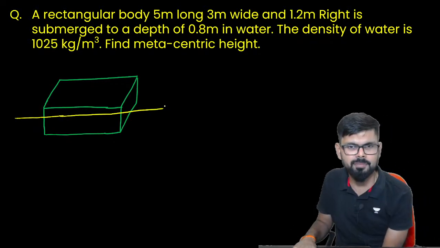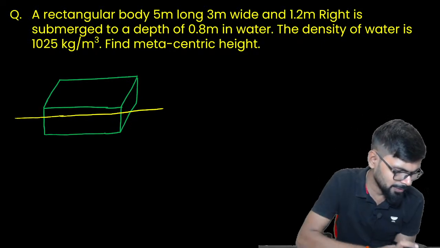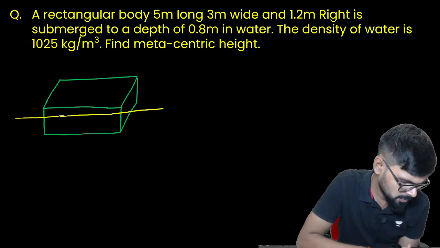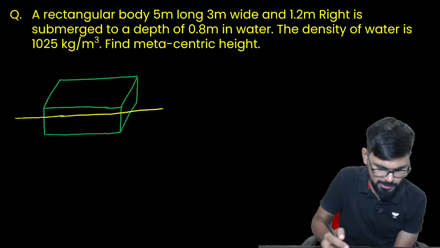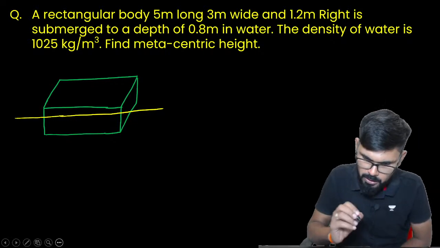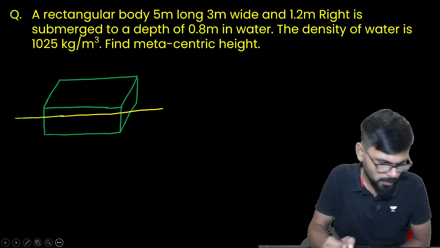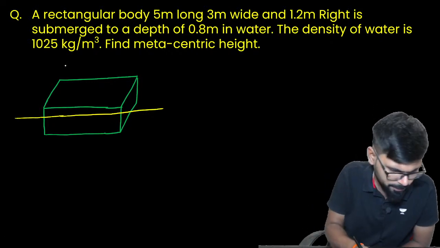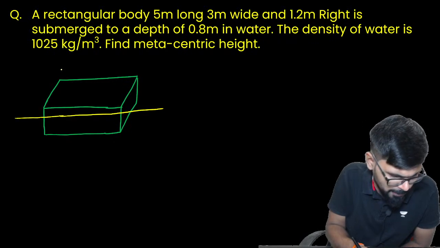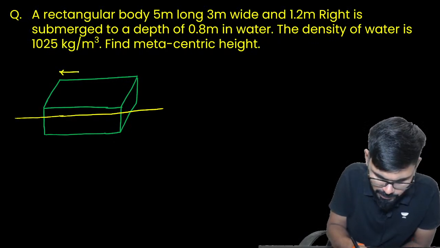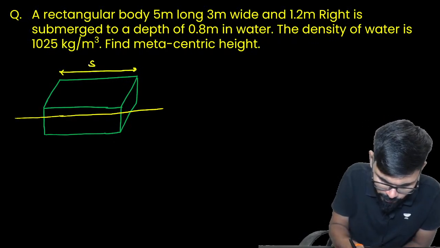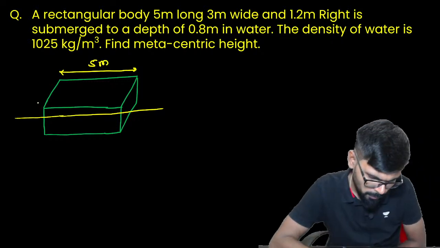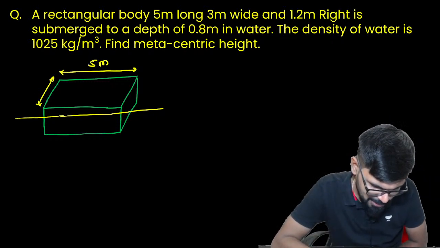Solid, fast. Whoever gives the answer first will get one chocolate. Is it the chocolatey problem? It is the chocolatey problem. Solid, fast, beta. How much was given? 5 meter.